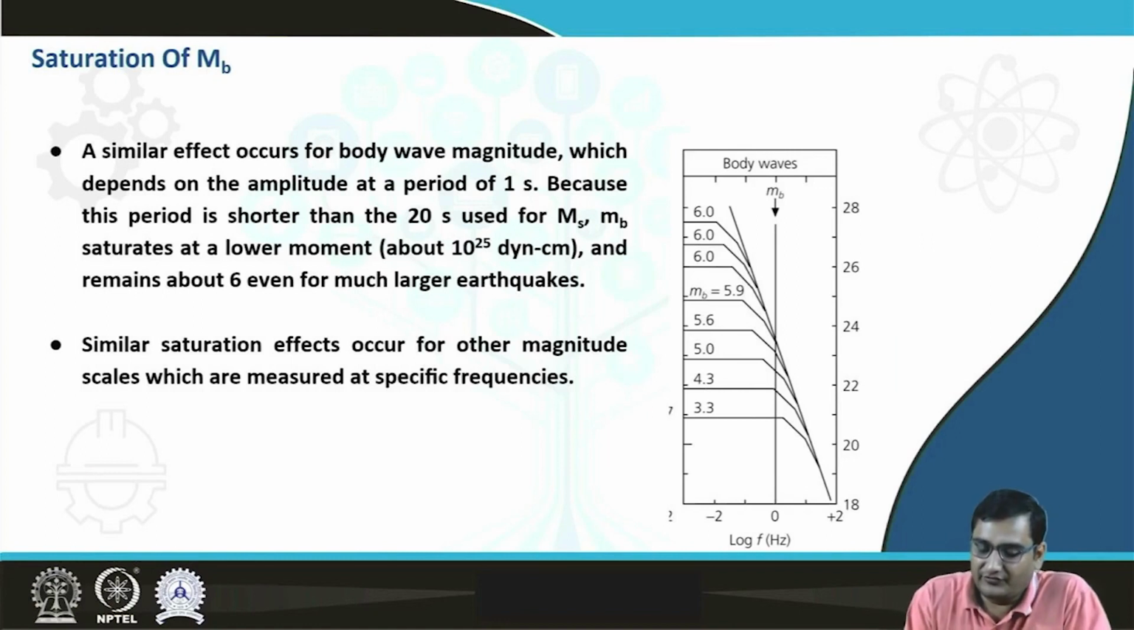Likewise, the same is true for the MB, but we know that the body wave magnitude scale depends on the amplitude at the period of 1 second, because this period is a little shorter than the 20 second for the surface wave magnitude scale. The MB saturates at lower moment, that means at about 10 to the power 25 dyne centimeter, and remains about 6 even for much larger earthquakes.